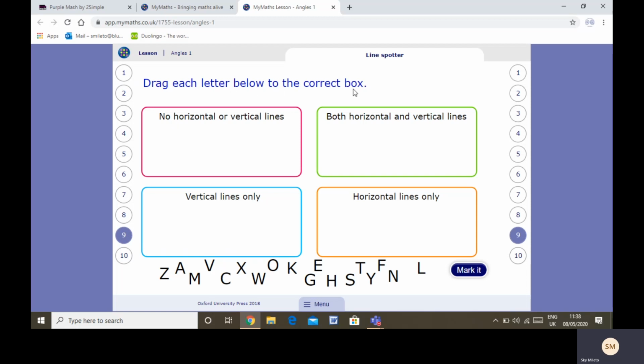Drag each letter below into the correct box. So, which ones have horizontal lines? Which ones have vertical lines? Which ones have both horizontal and vertical lines? And which ones have none? For example, the S. I can see here that it goes all the way around, but there are no angles. It's one line. There's no angles. Therefore, I know that one would go in there. And I'm sure you can carry on with the others. Give it a go. If you get all of them right, that would be really impressive.